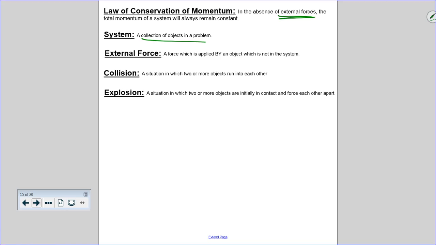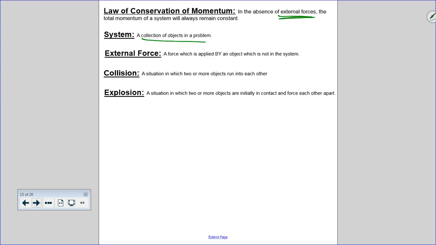An external force is a force that comes from an object that is not in the system. So if in that example, a polar bear comes along and pushes the two penguins, and the polar bear is not part of our system, then the polar bear is an external force. We could, though, define our system to include the polar bear. It just depends on your setup.